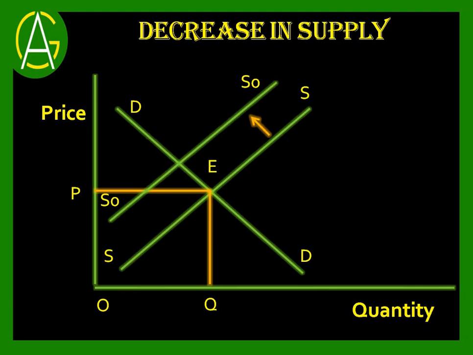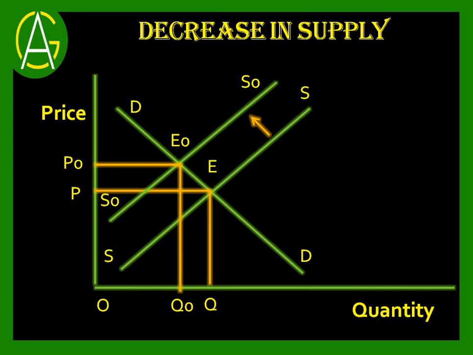Now supply has decreased but there is no change in demand. So we have the old demand curve and the new supply curve. At the intersection point, the new equilibrium point E0 is arrived at. At E0 we can find the equilibrium quantity, and this is the equilibrium price. So OQ0 is the equilibrium quantity and OP0 will be the new price.